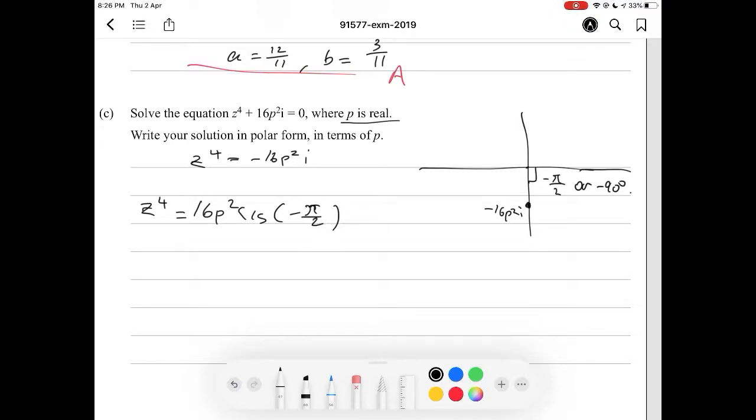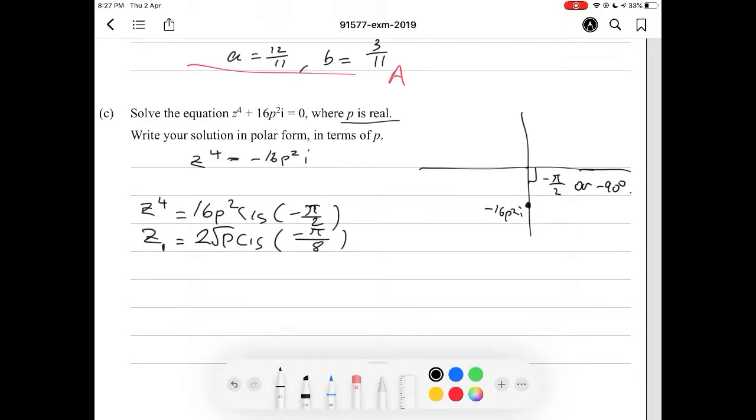Alright, so we want to find z, so we want to find the fourth root of both sides. So z equals 16 to the power of 0.25, so a quarter, that gives us 2. p to the power of 2 over 4, which is 1/2, or we can just say square root of p, which looks better. So 2 root p cis of negative pi over 2 divided by 4, because the angle is divided by 4. So negative pi over 2 becomes negative pi over 8.